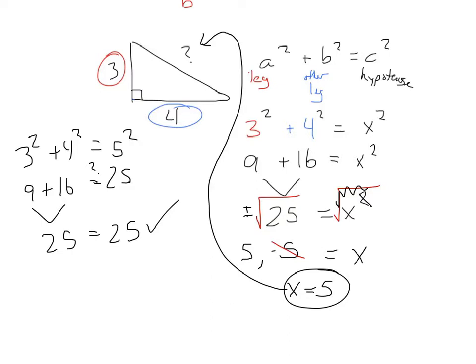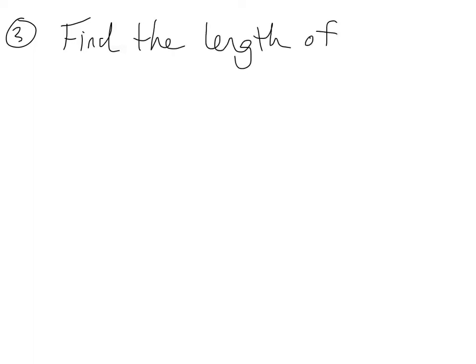I should have noted this would be item number 2 here, and we're moving on to item number 3. So we found the length of a hypotenuse, right? What we're going to do now is find the length of a leg of a triangle. So let's see. We'll do number 10.